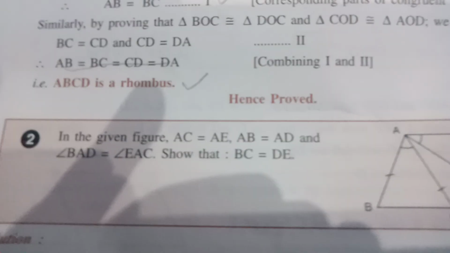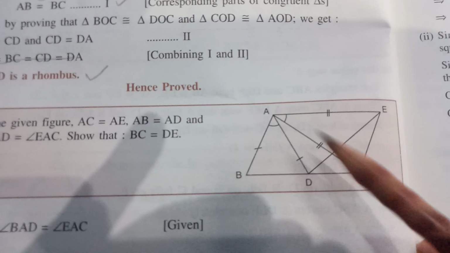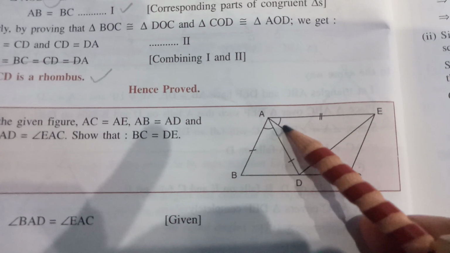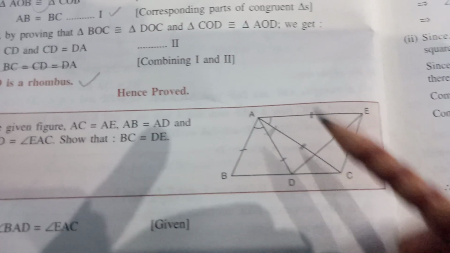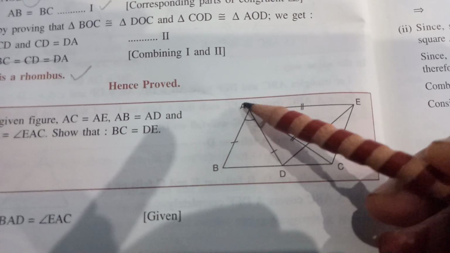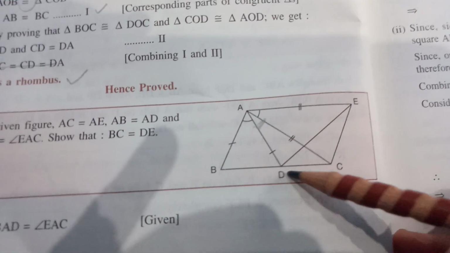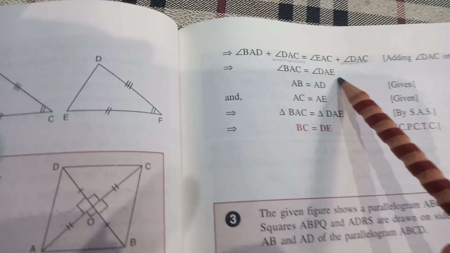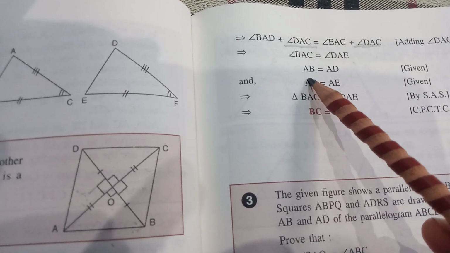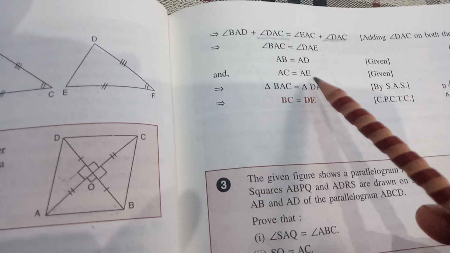Now what will it become? See the figure. In this EAC I have added this, and in this BAD I have added this. So what has it become? This BAD will become BAC and this EAC will become EAD. So we can say that BAC is equal to DAE, and also we were given that AB is equal to AD, given, and AC is equal to AE.